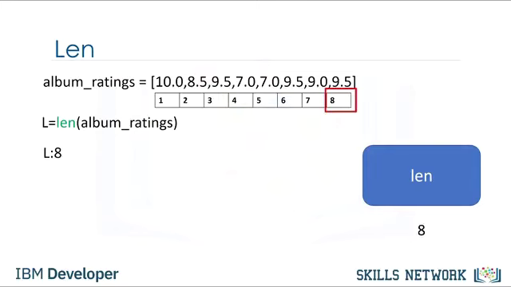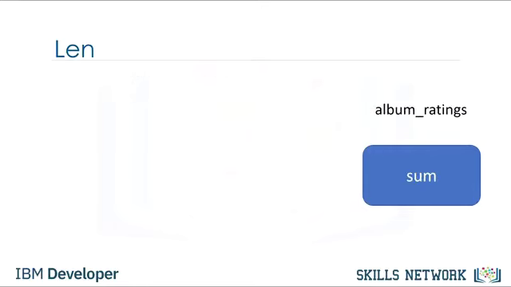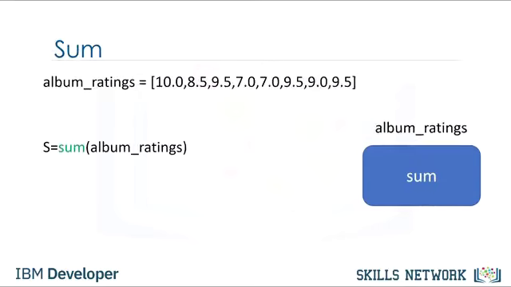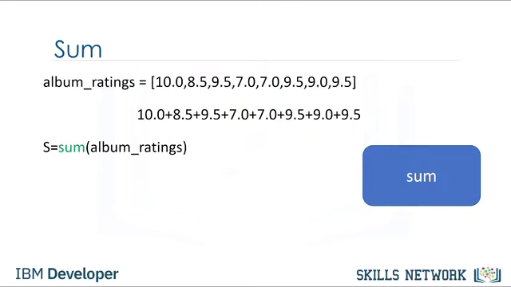in this case 8. The function sum takes in an iterable like a tuple or list and returns the total of all the elements. Consider the following list. We pass the list into the sum function and assign the result to the variable s. The function determines the total of all the elements, then returns it. In this case, the value is 70.